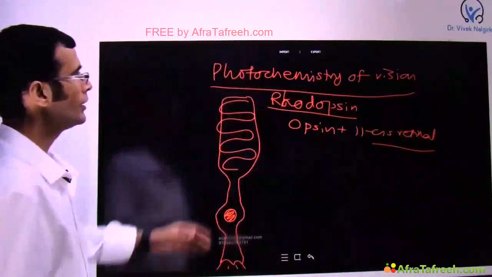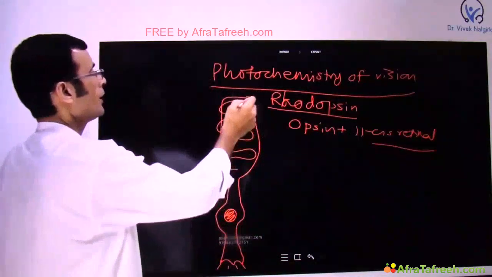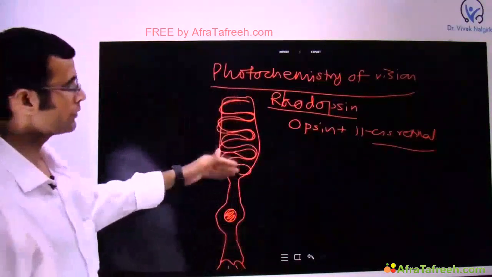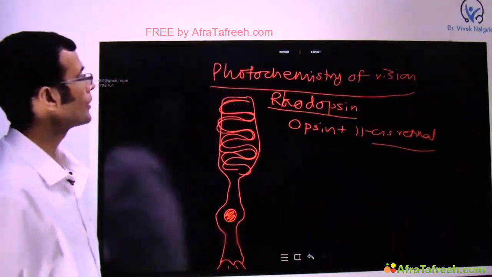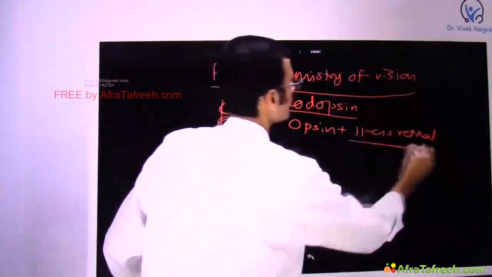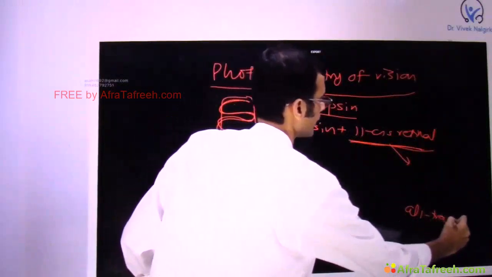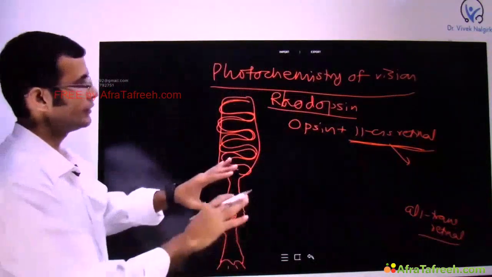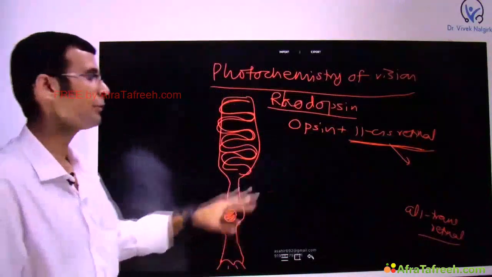Now, when the light strikes the rod, in the outer segment of rod there are these discs or shelves where this rhodopsin is present, the photosensitive pigment. Now when light strikes, this 11-cis-retinal is going to be converted to all-trans-retinal, and then opsin and all-trans-retinal will start pulling away from each other.